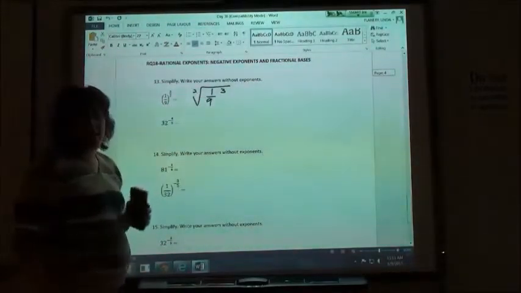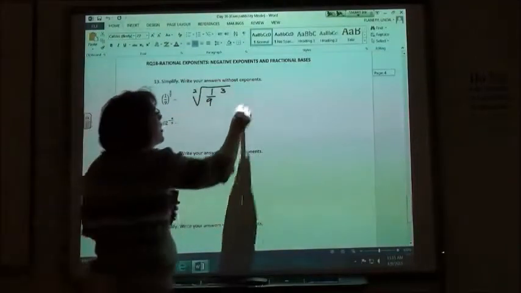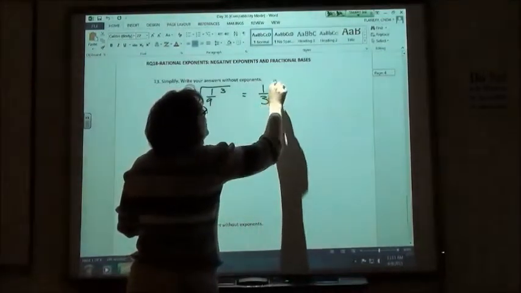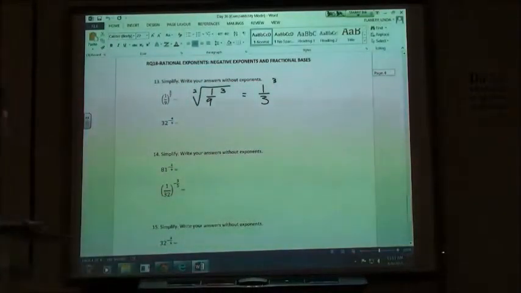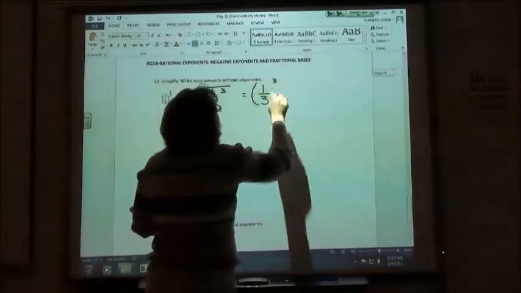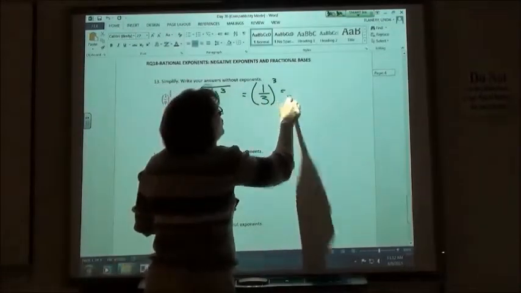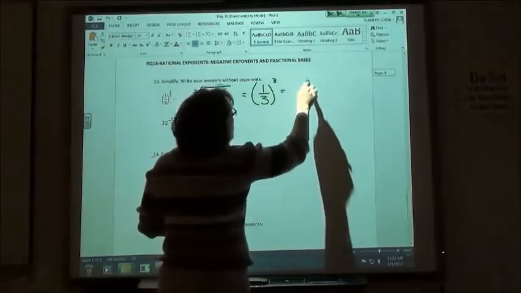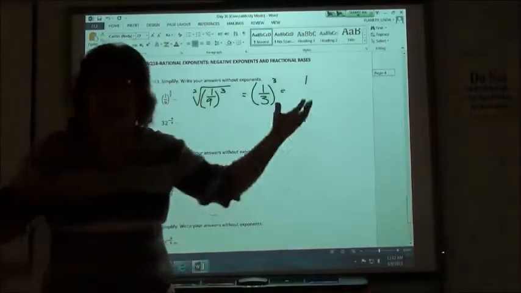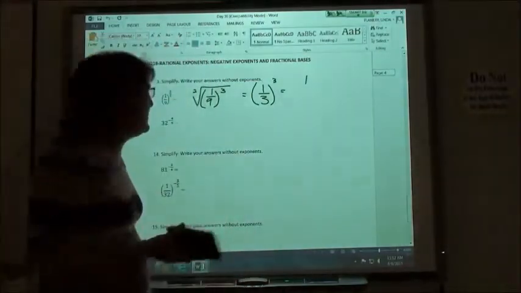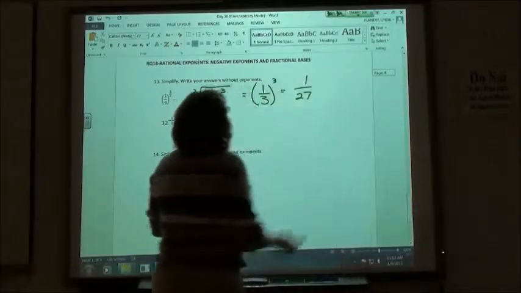Square root of 1/9. Think about the square root of 9. The square root of 9 is 3, so the square root of 1/9 is 1/3. I'm then going to take 1/3 to the third power. I should really probably put parentheses around those just because it's a fraction. 1/3 to the third power. Well, 1 to any power always stays 1. 1 times 1 times 1, how many ever ones you want to do, is 1. The 3 to the third power is 27.